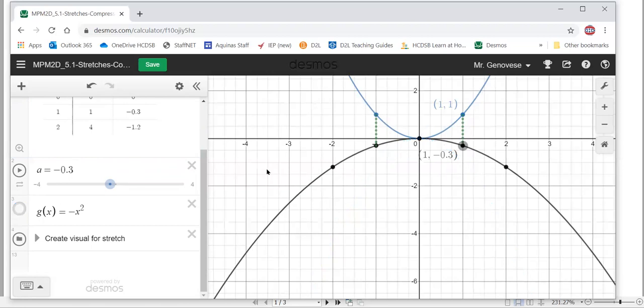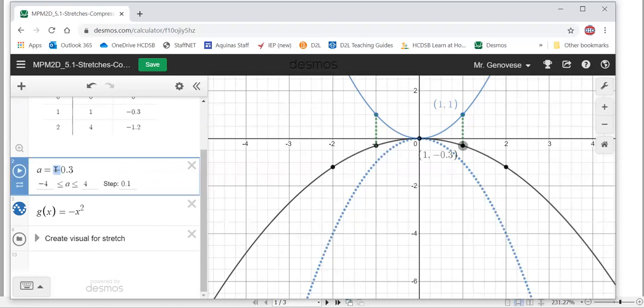So if we compare the blue graph with the black graph, first it got reflected, and then it got compressed. And if you take a look at the a value, the reflection is because of the negative, and the compression is because the a value is between 0 and -1. Okay, so those are the main concepts in terms of dealing with this language of compressions and stretches.